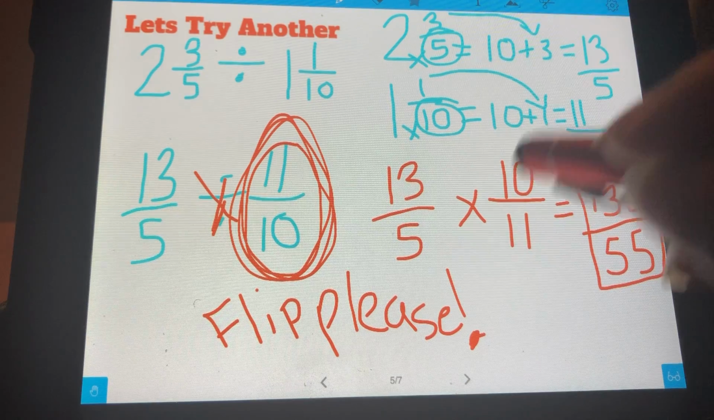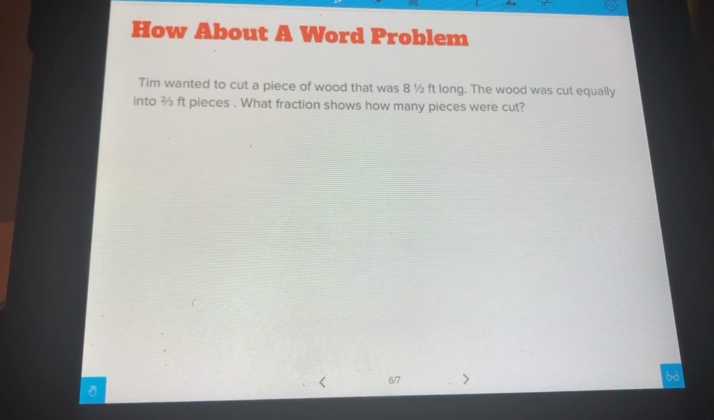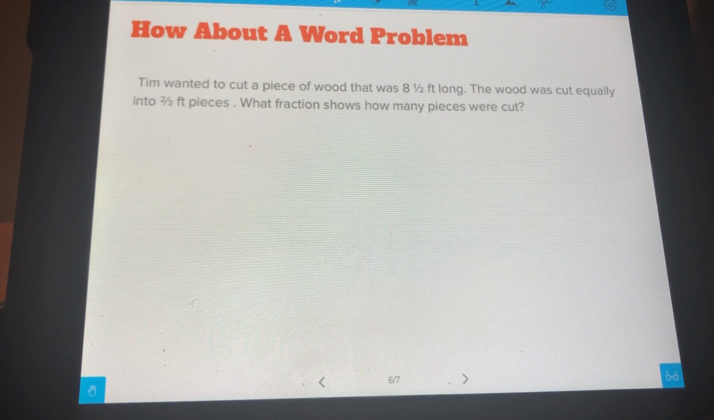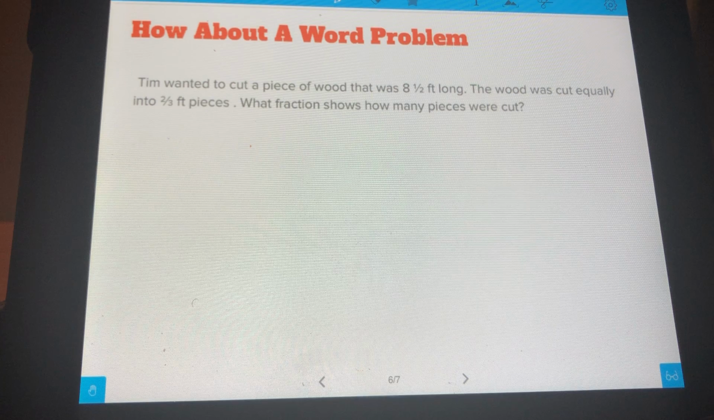Okay, let's try one more. All right, and this is a word problem, so let's read it together. Tim wanted to cut a piece of wood that was 8.5 feet long. The wood was cut equally into 2 over 3 feet pieces. All right, what fraction shows how many pieces were cut?